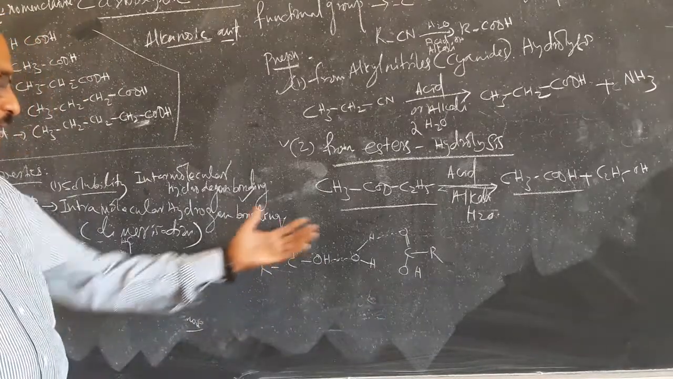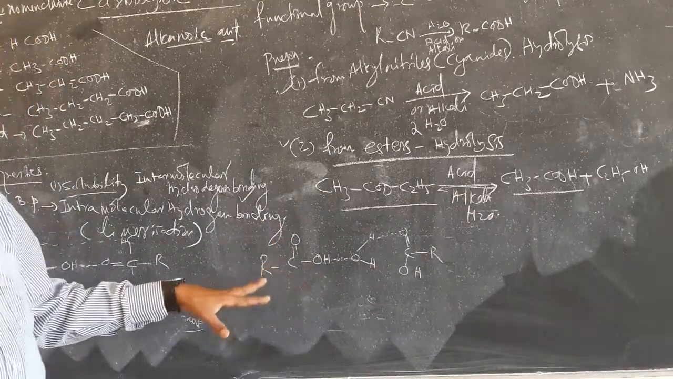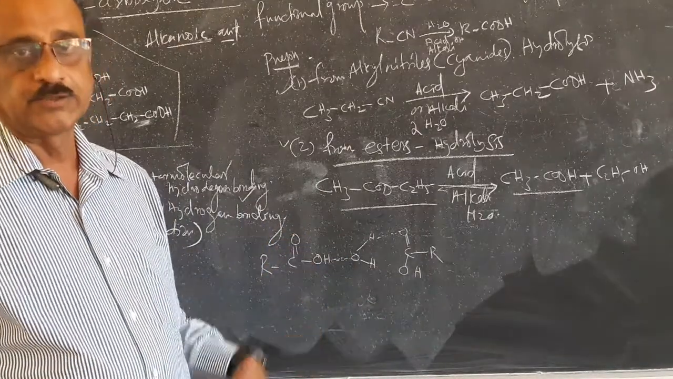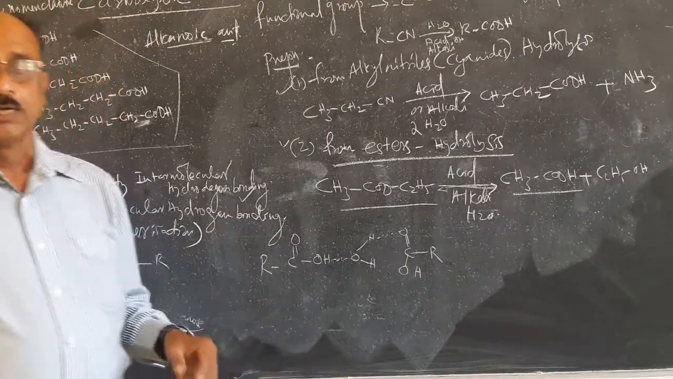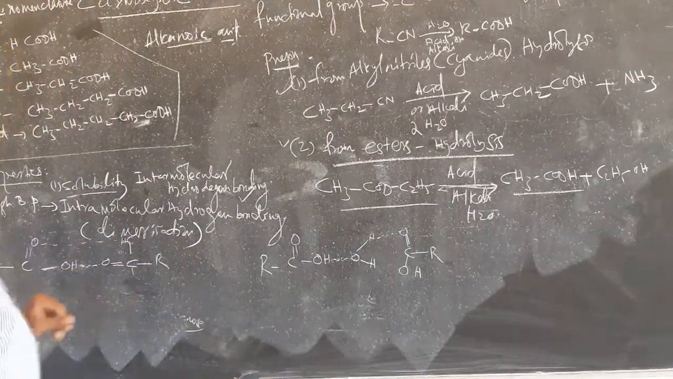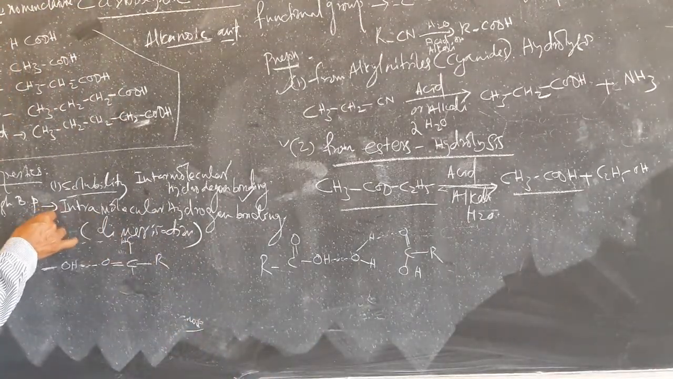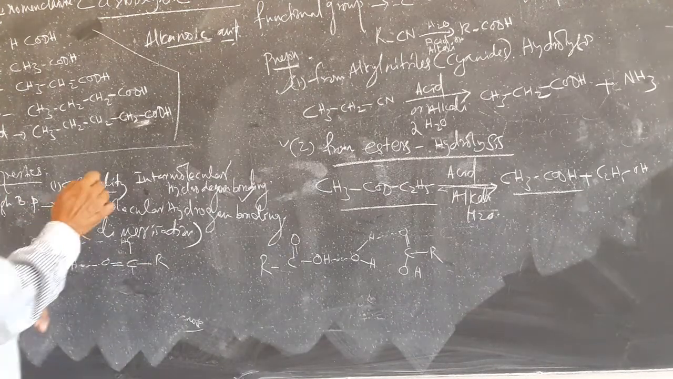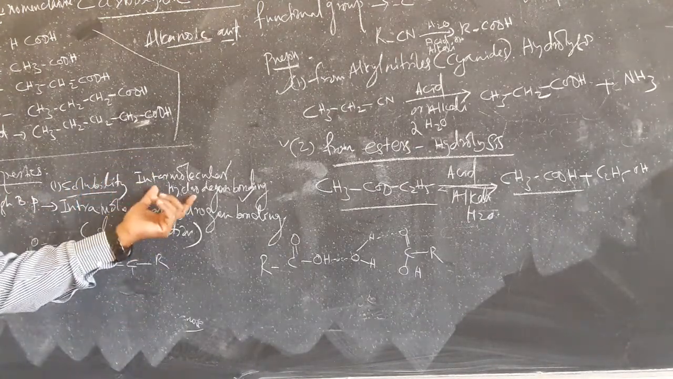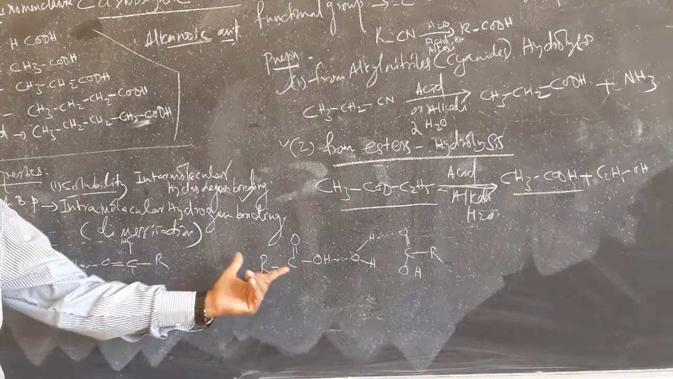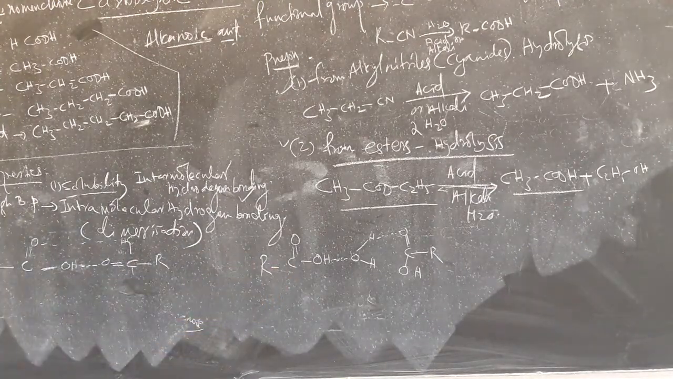Because of this hydrogen bonding, the miscibility is higher, the solubility is higher for the lower carboxylic acids. So the high rate of solubility can be explained by the intermolecular hydrogen bonding between the water molecule as well as the acid molecule. That is one of the physical properties. Another physical property is its high boiling point.